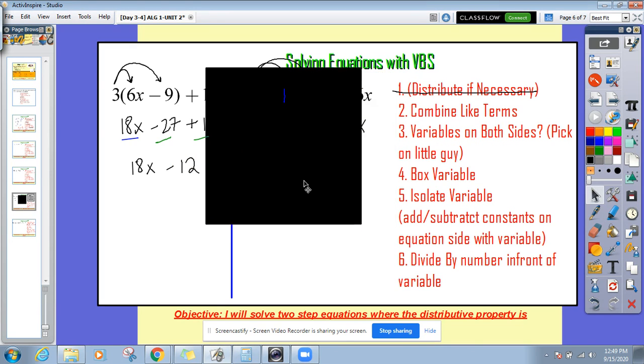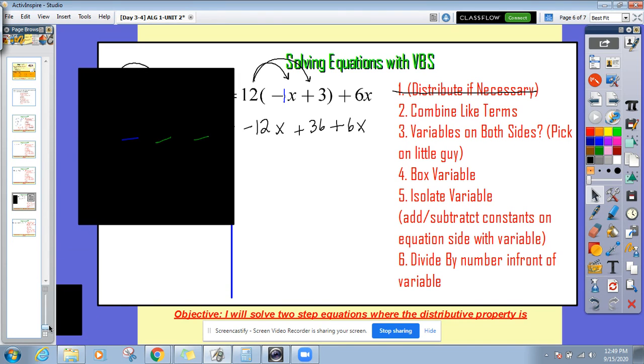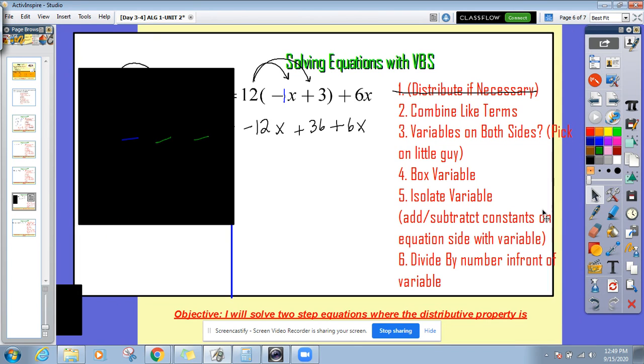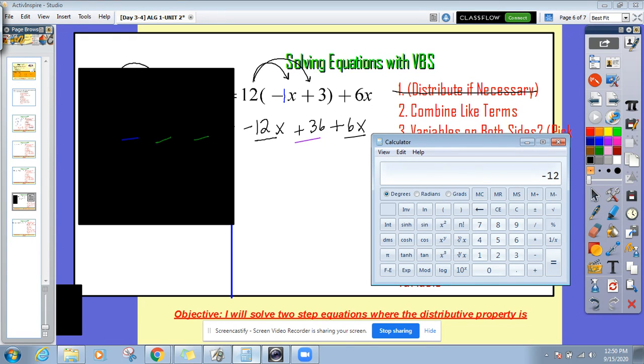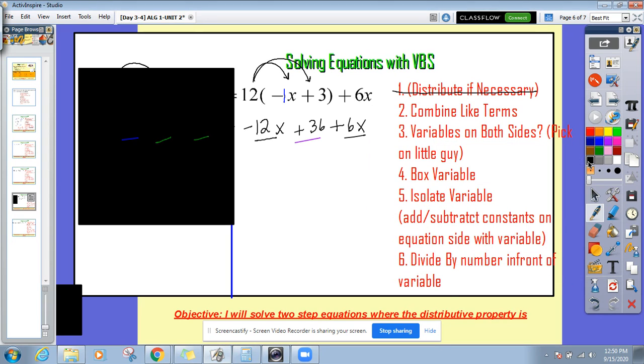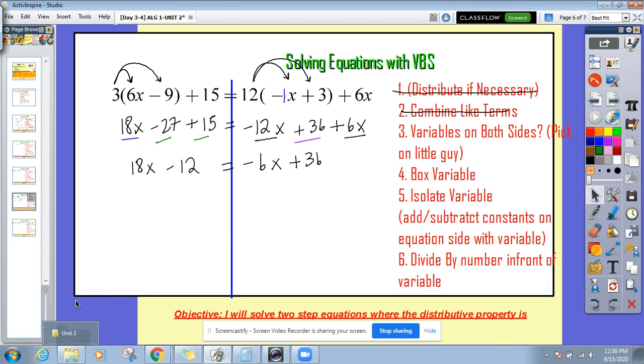And now I'm going to look at my other side of the equal sign. Okay. So I have negative 12x, and then I have a positive 6x, and then I have a 36. So the negative 12x can combine with the positive 6x, so negative 12 plus 6 is negative 6x. Bring down my 36. And now we're done with that step. So we've combined all of our like terms, okay? Even though this process is long and drawn out, it's pretty simple if we follow our steps.